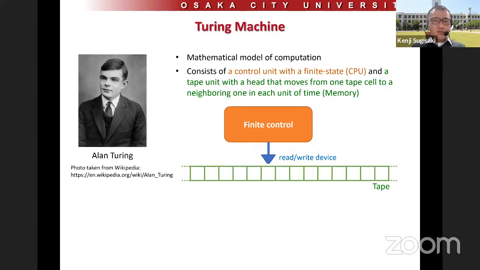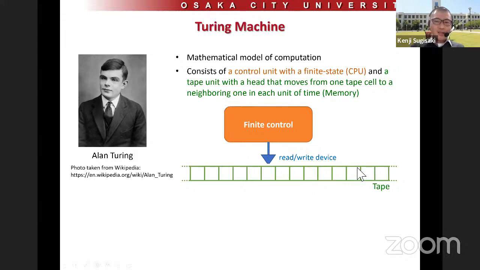So I would like to introduce the Turing machine. The Turing machine is a mathematical model of computation. It was proposed by Alan Turing. It consists of a control unit with a finite state, which means a CPU with a finite size, and a tape unit with a head that moves from one tape cell to a neighboring one in each unit of time. So the Turing machine basically consists of a finite size CPU and an infinite size memory.